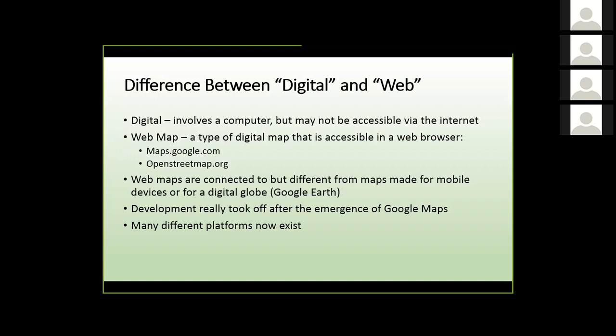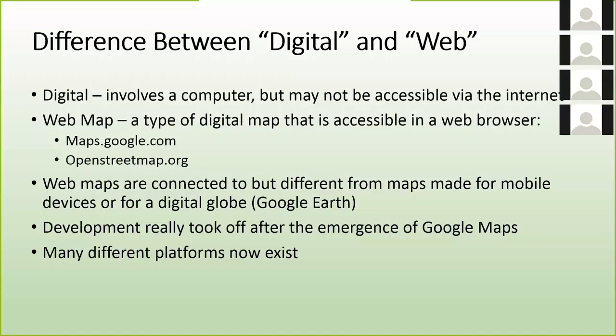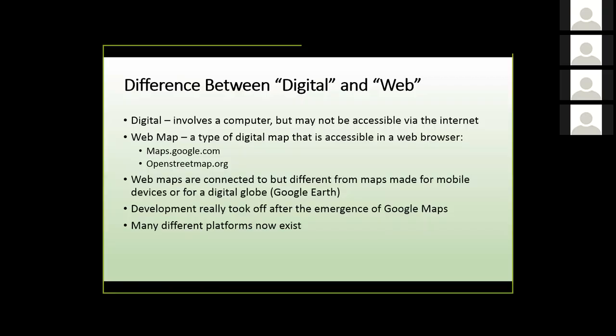There is a difference between digital and web mapping. When you think of digital, you may think it's the same thing as web mapping, but it isn't in the context of GIS. Digital means it involves a computer. So this could be a desktop platform, something like ArcGIS or QGIS, that is not dependent upon the internet to complete a project, whereas web mapping is. So you're working in a web browser. The end goal typically is to embed whatever you're producing into a website. So something like Google Maps or OpenStreetMap are really common web mapping tools.